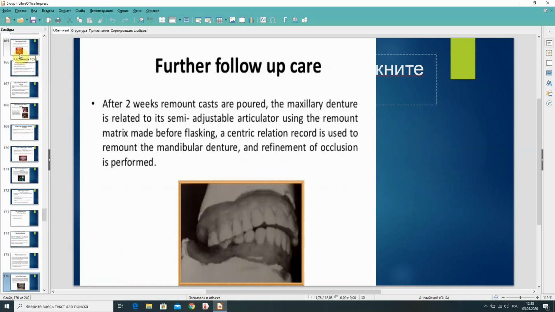Further follow-up care. After 2 weeks, remount casts are poured. The maxillary denture is related to its semi-adjustable articulator using the remount matrix made before lasking. A centric relation record is used to remount the mandibular denture and refinement of occlusion is performed.